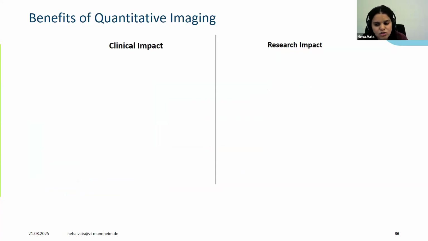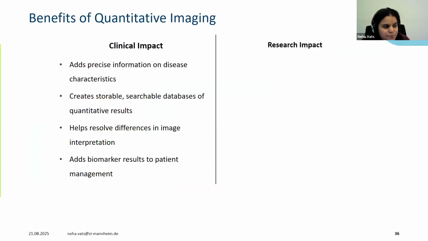Now, what are the benefits of quantitative imaging so far? In the clinical impact, first, it adds precise information on the disease characteristics. By quantifying these with quantified parameters, it creates a storable, searchable database of quantitative results that you can use for further analysis. It helps resolve differences in image interpretation because you have a quantifiable value. It adds biomarker results to the patient management.